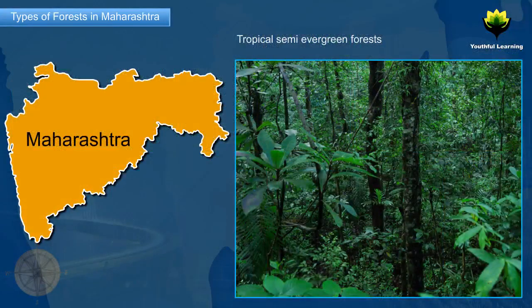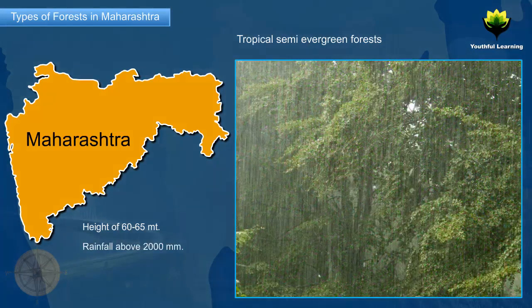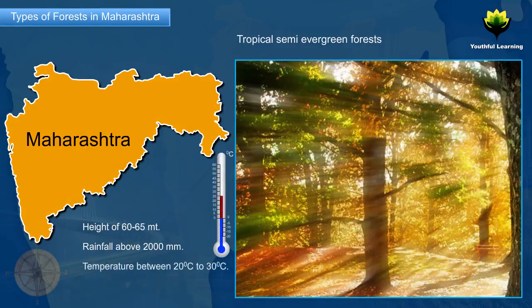Tropical semi-evergreen forests. Tropical semi-evergreen forests are the ones with broadleaf and hardwood trees which grow to a height of 60 to 65 meters. They are found in areas with rainfall above 2000 millimeters and annual average temperature between 20 degrees centigrade to 30 degrees centigrade.